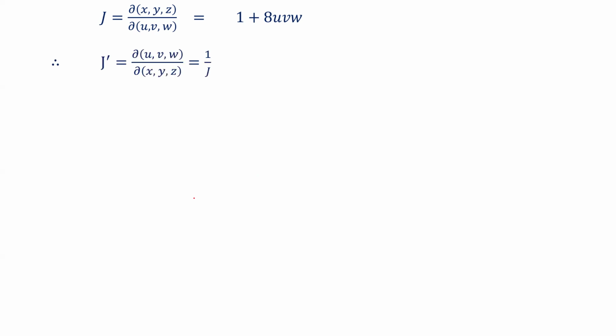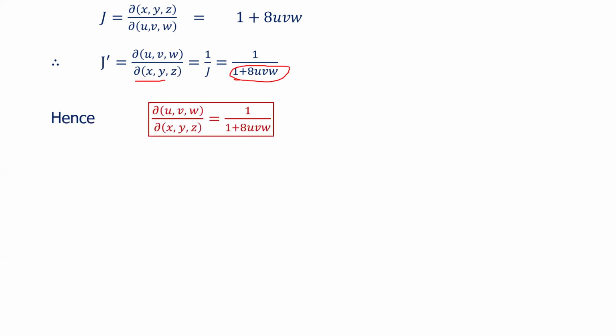Therefore, J' equal to the Jacobian of u, v, w with respect to x, y, z is nothing but 1 upon J, which is equal to 1 upon 1 plus 8uvw. Hence, the Jacobian of u, v, w with respect to x, y, z is 1 upon 1 plus 8uvw. This is the desired result. Thank you.